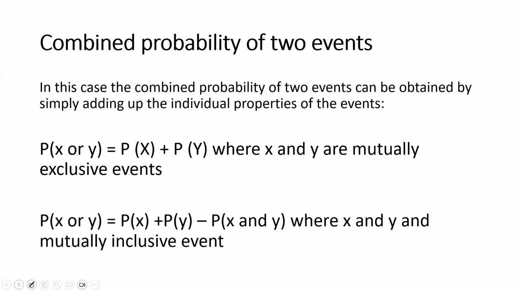Then combined probability of 2 events. This is where we talk about the word or. When you see the word or, and this is the word or I'm talking about here, okay, then you know that you're going to be doing the addition, right? However, you need to first check whether it is mutually exclusive or mutually inclusive, because then you need to subtract the combination if it is mutually inclusive, and if it is mutually exclusive, you just add. Okay.